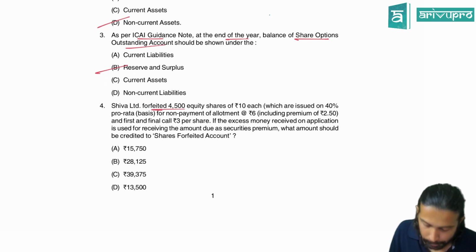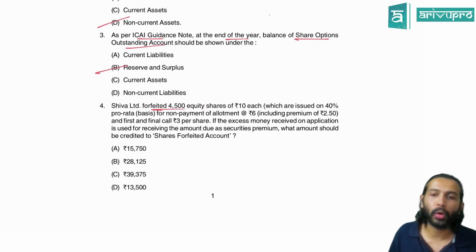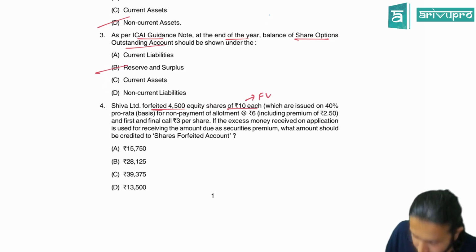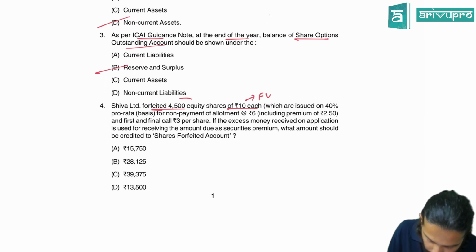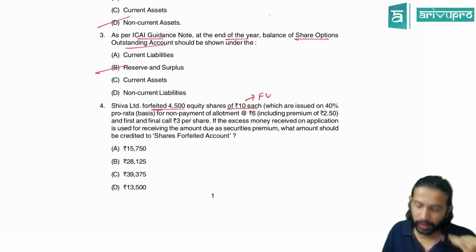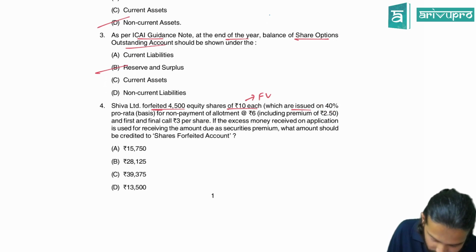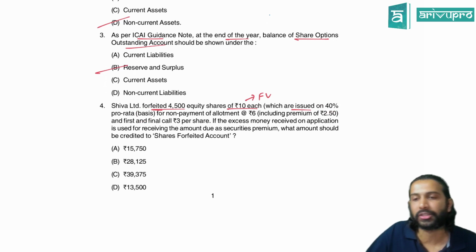Shiva Limited, the company, forfeited about 4,500 equity shares of 10 each. What is this 10? It is the face value of the share. This company has forfeited about 4,500 equity shares, which were issued on a 40% pro rata basis.